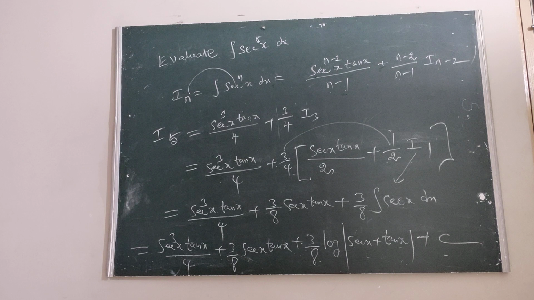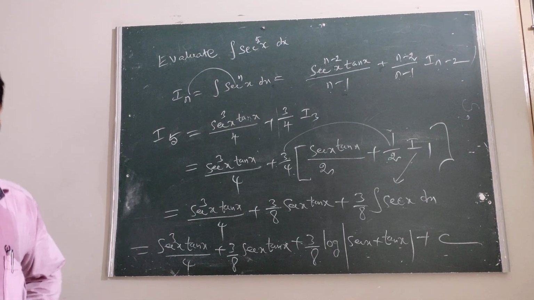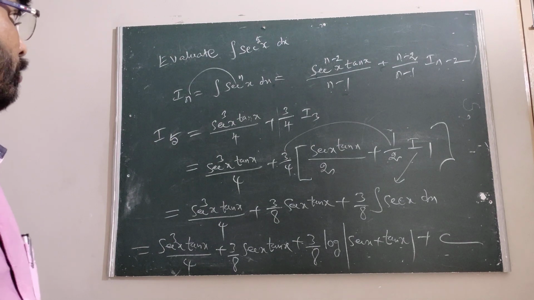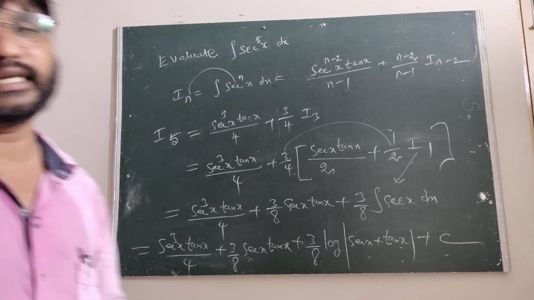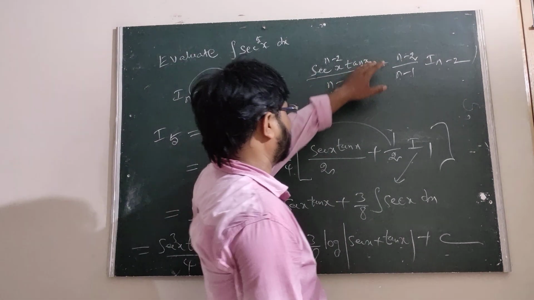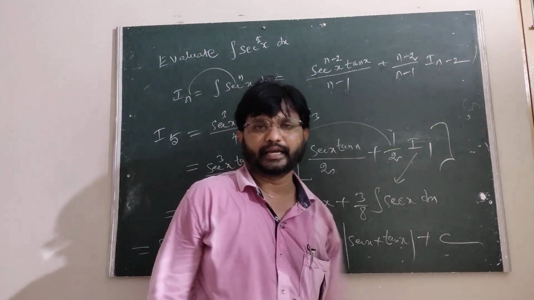Secant cube x tan x by 4, plus 3 by 8 secant x into tan x, plus 3 by 8 into log mod of secant x plus tan x. Is it okay? Similarly we can prove the integral of cosecant power n x dx, that is minus cosecant power n minus 2 x into cot x upon n minus 1, plus n minus 2 upon n minus 1 into I n minus 2.